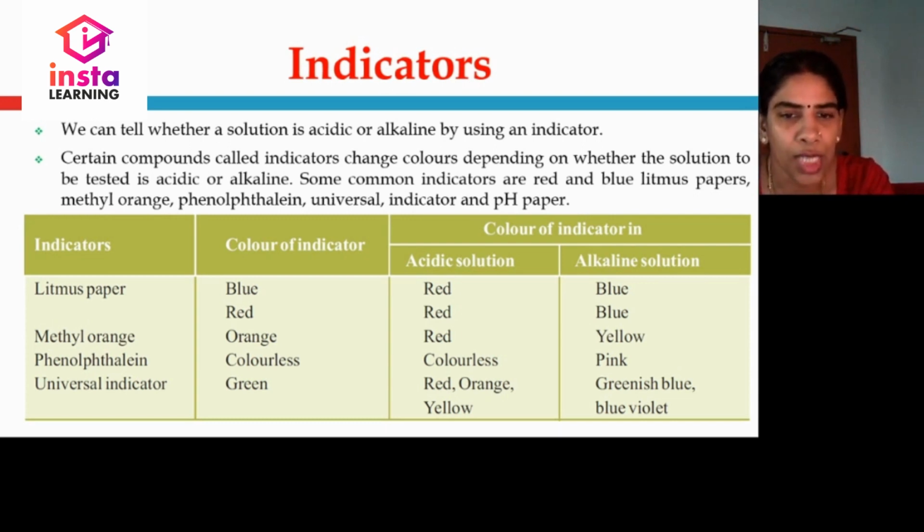Phenolphthalein is generally colorless. Even in acidic solution it remains colorless, but changes to pink in color when it is dropped in a basic solution. Now let us take the universal indicator, which is green in color. It becomes yellow in acidic solution and blue-violet in alkaline solution. These indicators help us to find out whether a solution is acidic or alkaline.